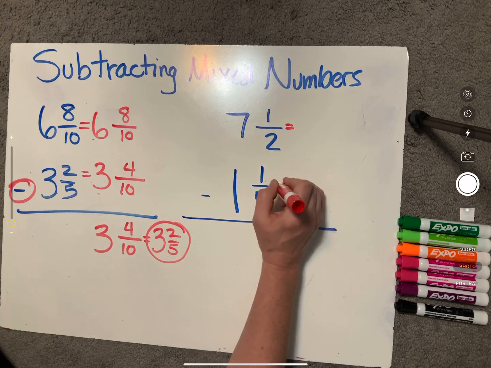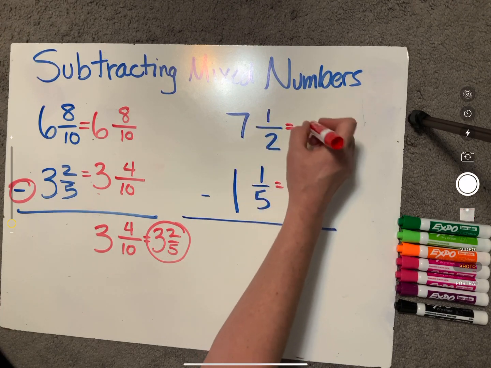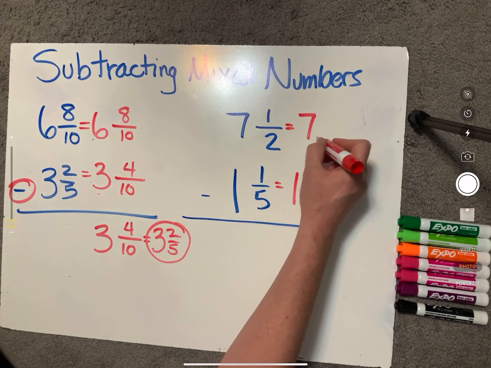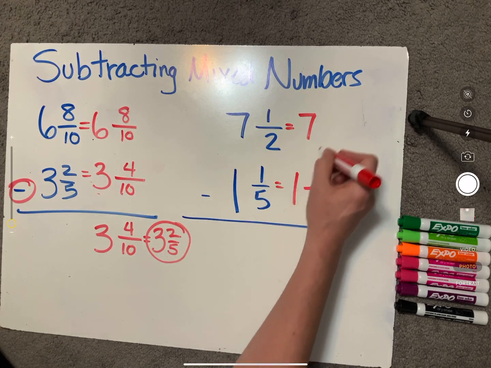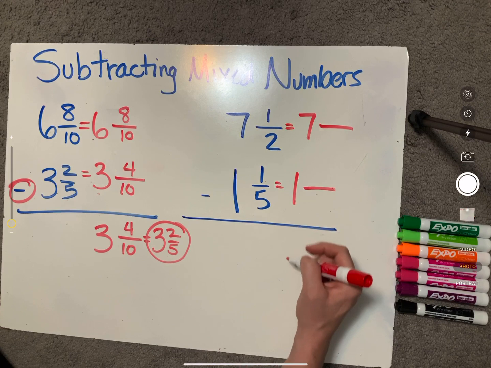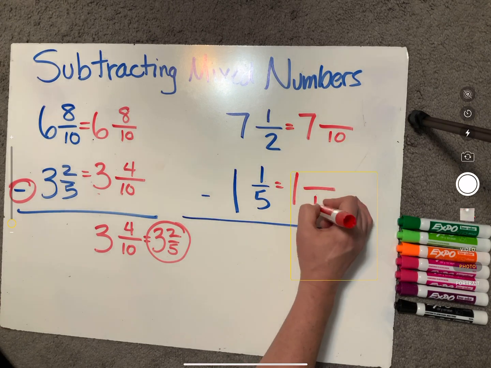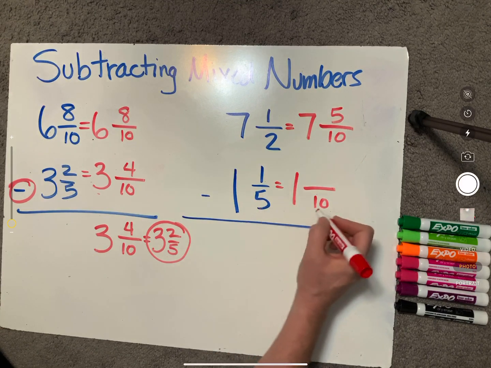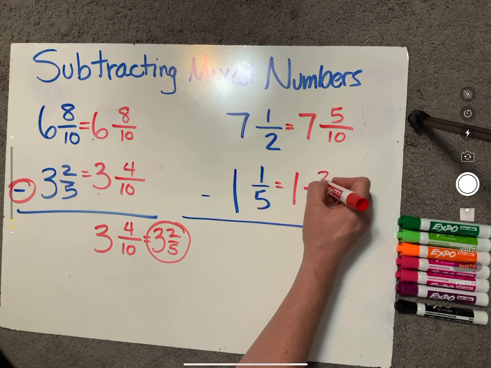Okay, the next one. 7 1/2. So we have to write our whole numbers over here, and 1 1/5, same thing, whole number. So now we have to find our common denominator. Oh, it's going to be 10 again. 2 times 5 is 10, 1 times 5 is 5, 5 times 2 is 10, 1 times 2 is 2.